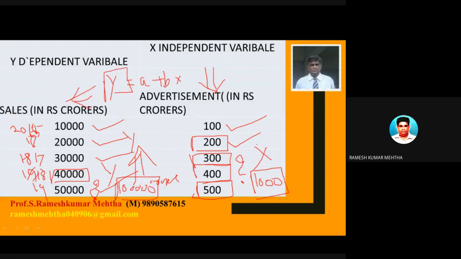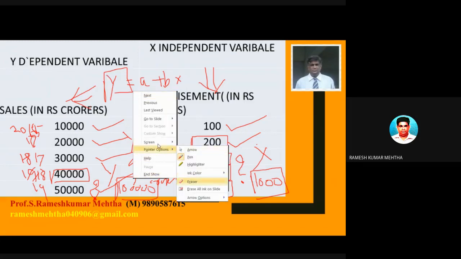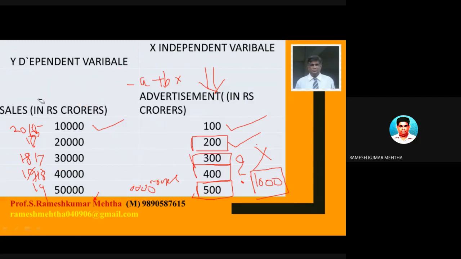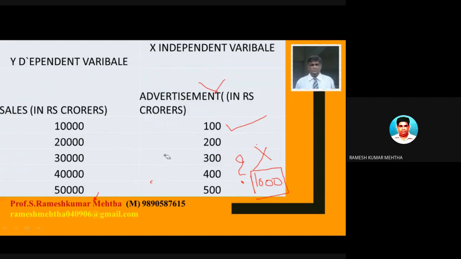Now, by looking at this particular slide, everybody on this earth can simply answer the question by looking at the slide and the numeric data. What is the question? Next year, if my advertisement expenditure is 600 crores, how much will my sales be? So now the point is, if I spend 600 crores in the next year, what will happen to my sales figure? How much sales am I going to register?